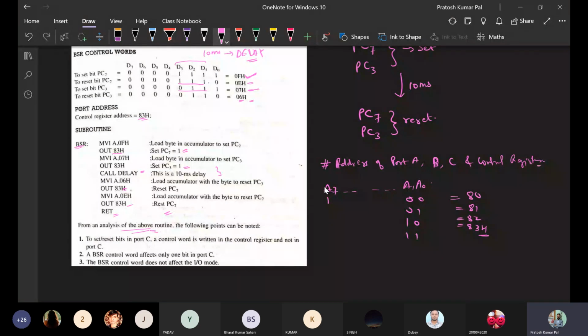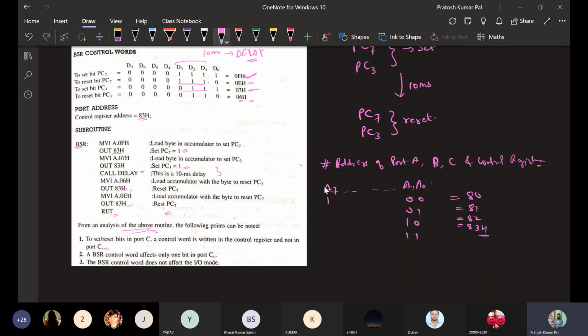Some points that can be analyzed from this program: to set and reset bits of port C, a control word is written. The control word is written in the control register and not in port C. So if port C bits need to be set or reset, then the control word should be written to the control register. We provide a command to operate in a particular mode for the 8255, and that command is stored in the control register.